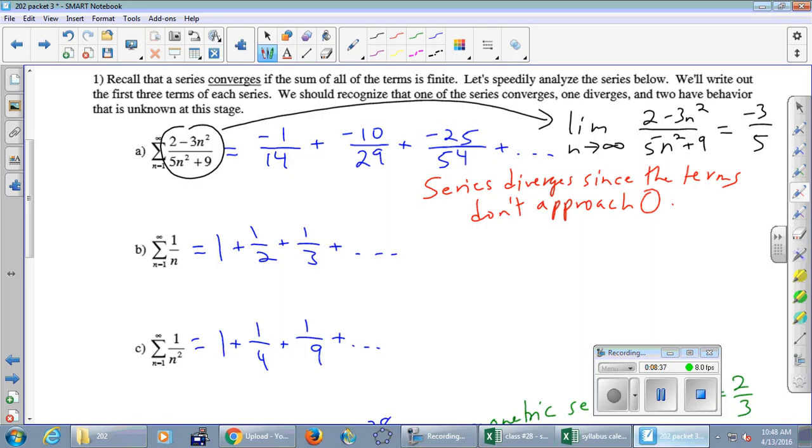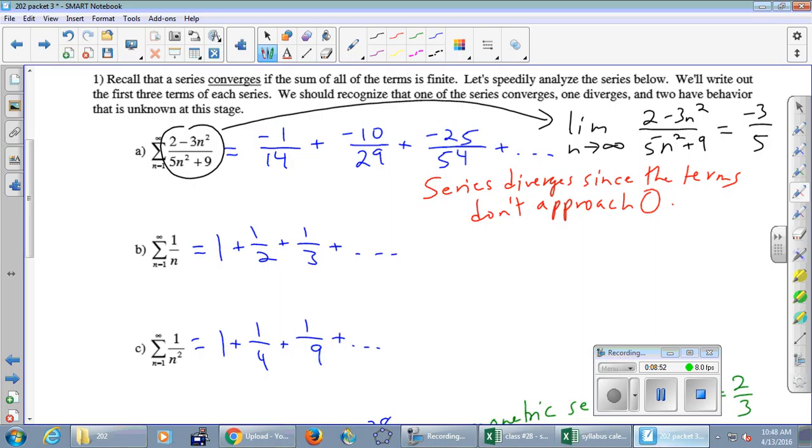Okay, what about in part B? What did the terms go to? 1, 1/2, 1/3, 1 over n. What are they approaching? They're going to 0. How about the 1 over n squareds? Also going to 0.